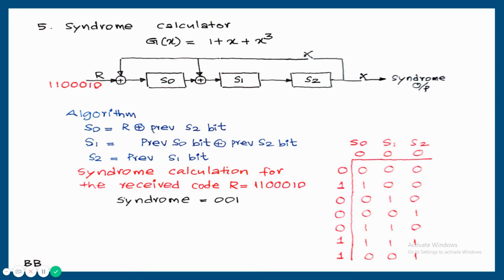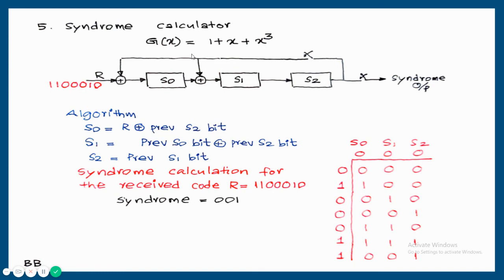Syndrome calculator. If you want to implement only the syndrome calculator, just implement it and get the syndrome bits using this calculator. Or if the requirement is implementing the complete decoder, that will be the next slide. Syndrome calculator, G of x is 1 plus x cube. Here the number is 3. That is why 3 blocks from lowest to highest, that is why S0, S1, S2.